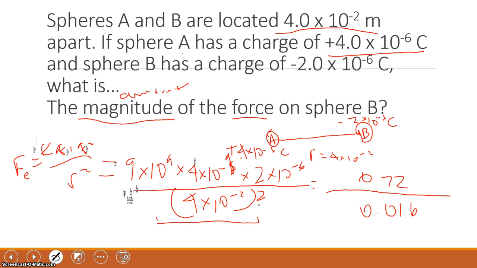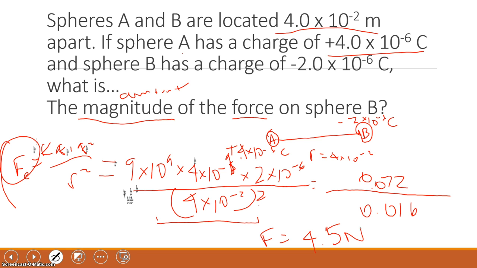So 0.07, oh, it's 0.072. Thanks for the correction. 0.072 divided by 0.016 gives a result of 4.5. All right, and then what are the units here? What did we calculate? We calculated a force, so the force is equal to 4.5 newtons.